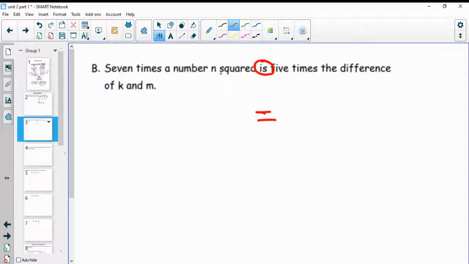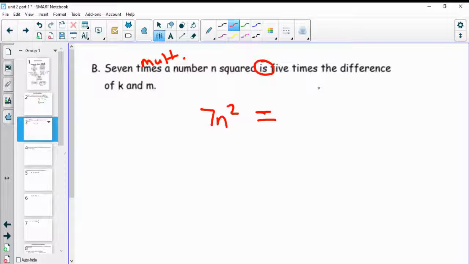Exponent of 2, because squared stands for 2. So as we go to translate this, we're going to have 7n squared. Because remember, times stands for our multiplication as our operation. And again, we did not put an x in there to represent that operation because it's misunderstood as a variable.